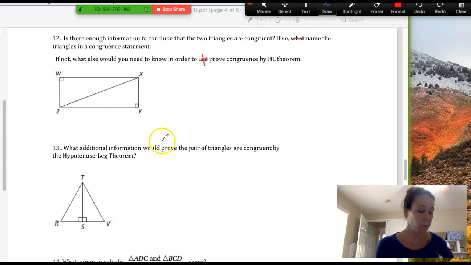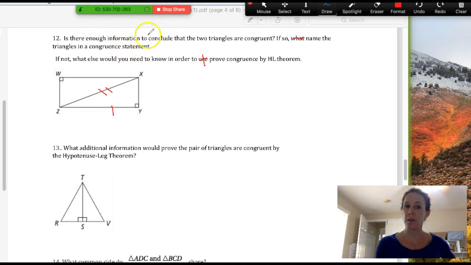So we want to prove congruence by the hypotenuse-leg theorem. The hypotenuse-leg theorem says I have a hypotenuse, so I have a right angle. It only works in right triangles. So I have a hypotenuse congruent to the other hypotenuse, and I also have a leg. So technically, it's the angle-side-side, which spells the bad word and we don't use it, but the only way it works is if it's a right triangle. So we call it the hypotenuse and a leg.